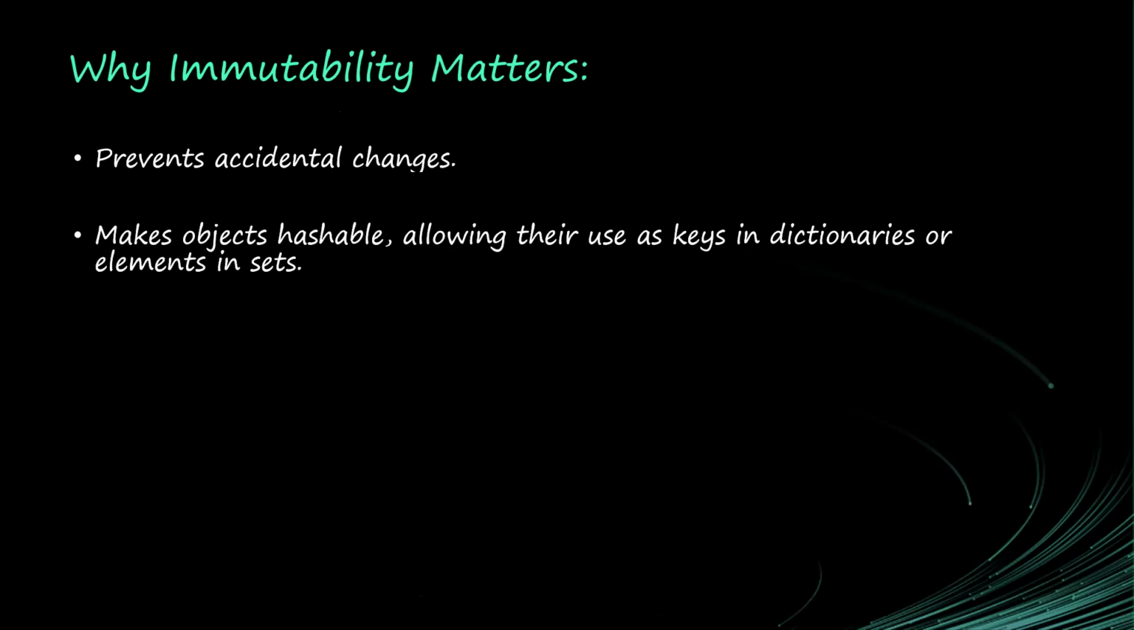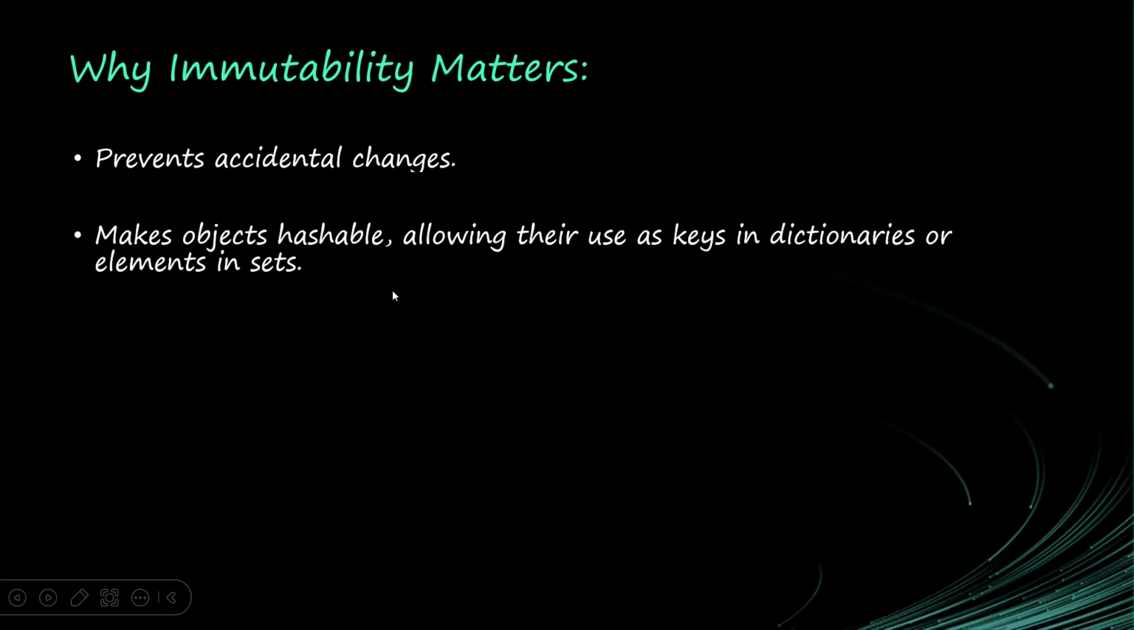So why does immutability matter? Why did Python actually include this immutability in primitive types? It prevents accidental changes. You can see now that if I accidentally try to change a primitive value, Python is going to create a new one. So I'm not going to change it. So that one will not be affected. The old one will not be affected. Okay? The old one will not be affected.